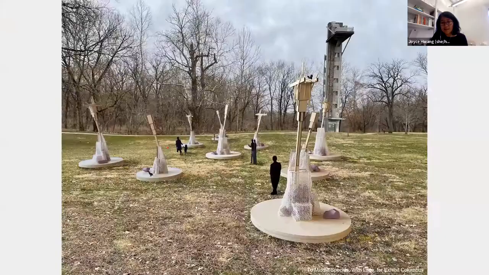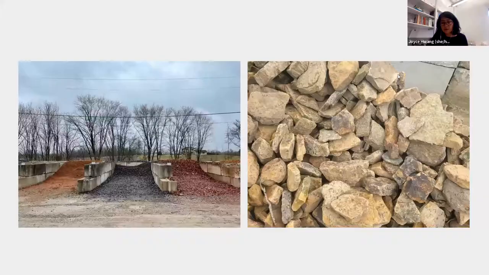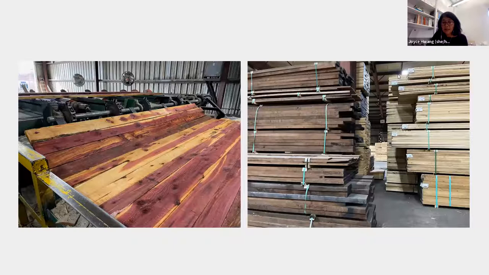And here is a kind of study model of the project. It's basically a series of 9 towers that are arranged adjacent, really close to the confluence of the two rivers. I was really interested in local materials, so using local stone, but also looking at the Indiana hardwood industry in creating the project.